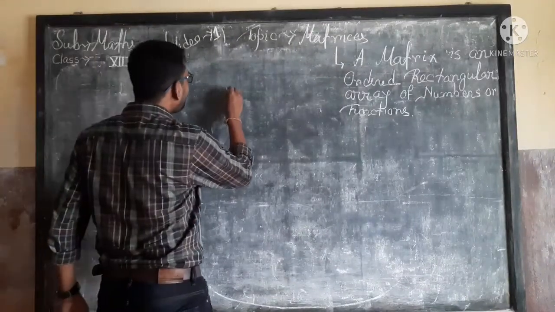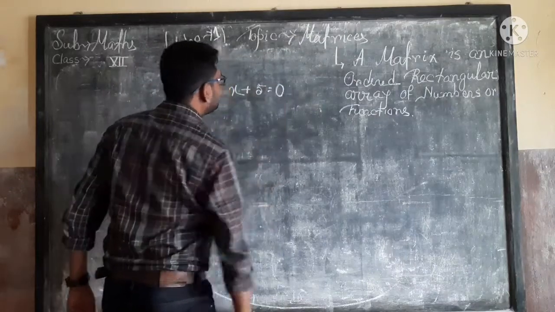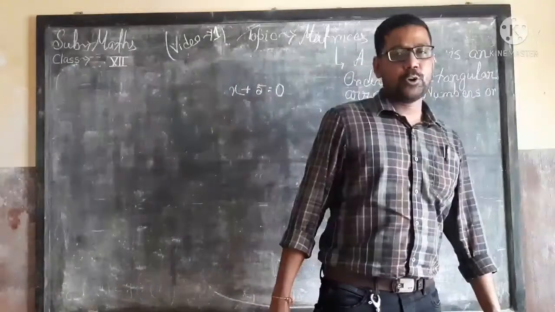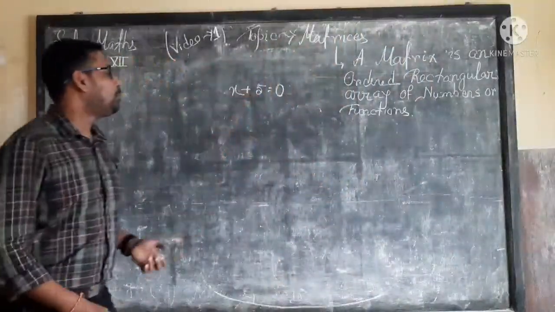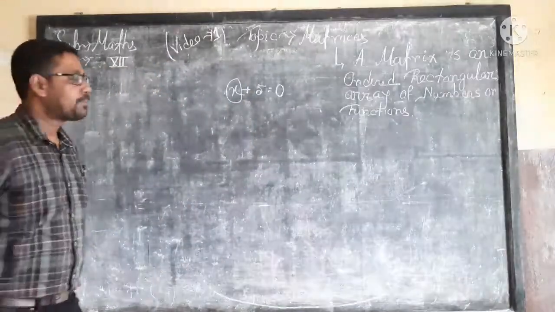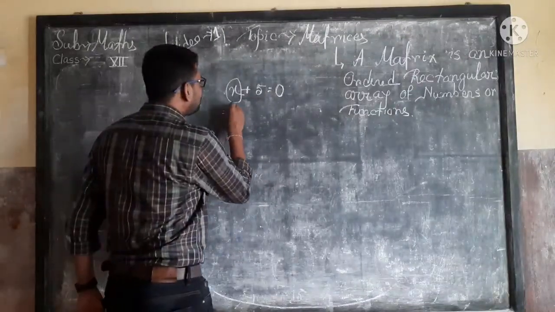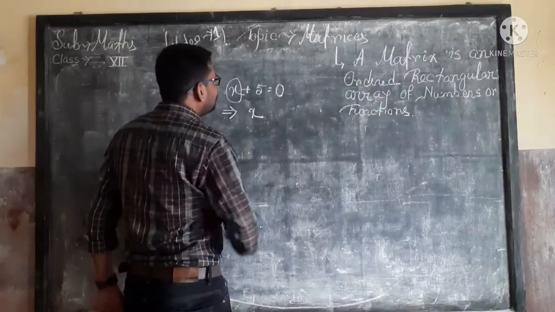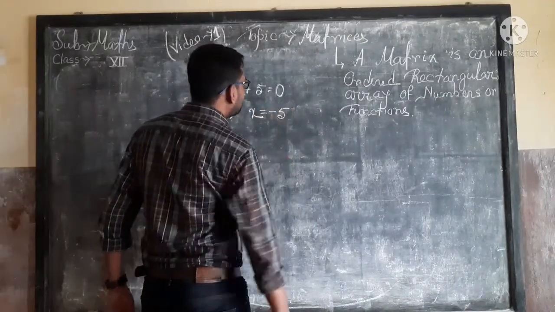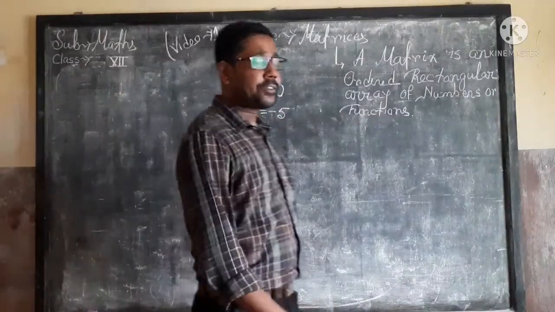Suppose, what is this? This is a linear equation, and in this linear equation only one variable is involved. So what is the value of this variable? You are very much able to find the value in such cases. This time the value of this variable is -5.